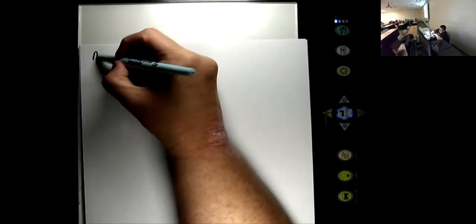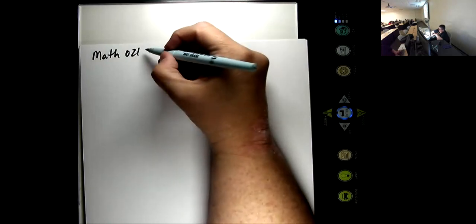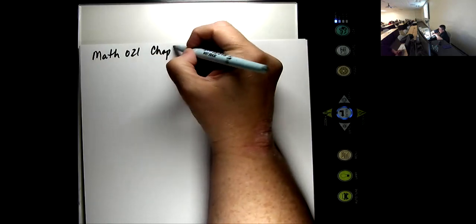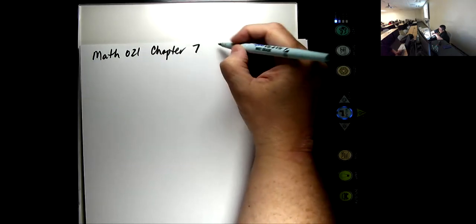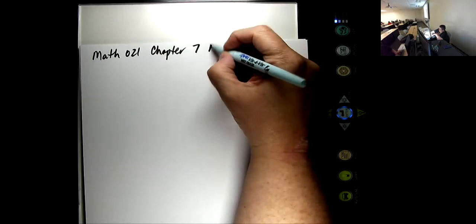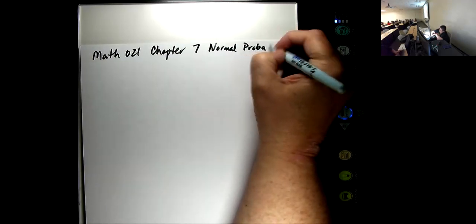So, Math 21. We're working on chapter 7 today, 7.1 and 7.2. We will do 7.3 after the midterm. We are looking at the normal probability distributions.